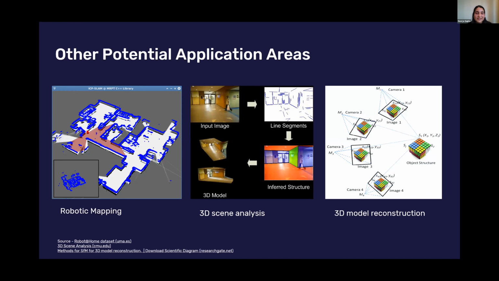We can use this method for other potential application areas as well, like for example, robotic mapping. We can create outdoor and indoor floor plans with the help of this. For example, SLAM-based registration methods are very much used nowadays. Then we can use it for 3D scene analysis, where we can capture 3D images and infer the original image. Then we can use it for 3D model reconstruction, where we use 2D images in order to create a 3D image.